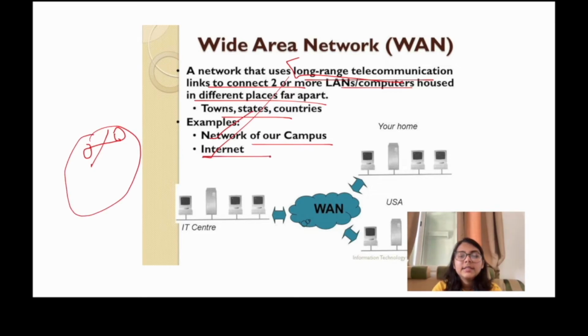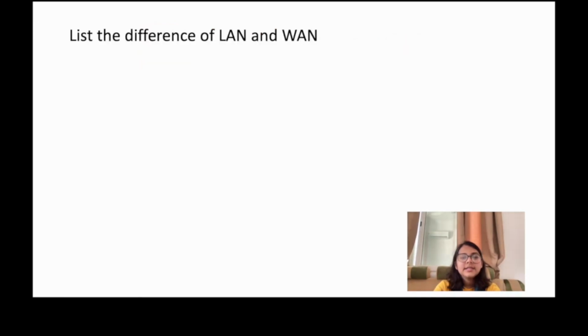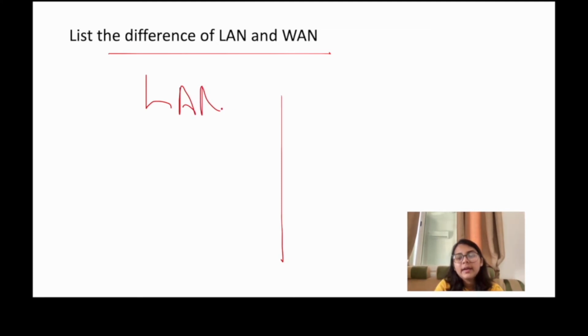And the best example of a wide area network is the internet. We know that it connects the entire world. Okay, and the next thing is, here is a question for you. List the differences between LAN and WAN. Here you can mark LAN, and here you can mark WAN also.